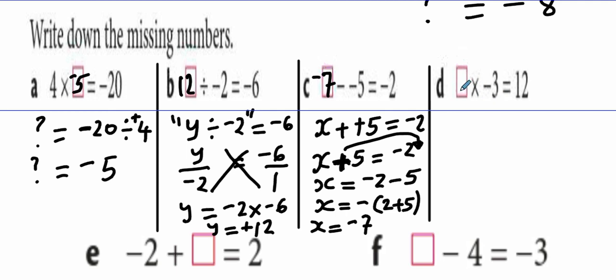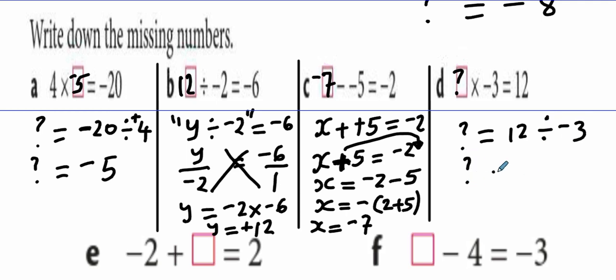Just come to part D. We have a missing number over here times -3. The answer is 12. So in other words, you do the reverse of multiplication, that is division. So this will be 12 divided by -3 straight away.